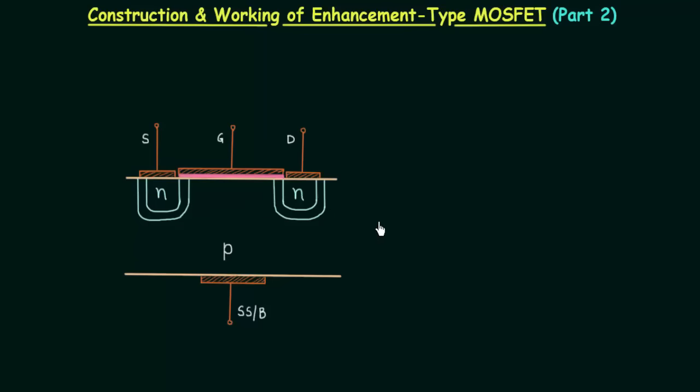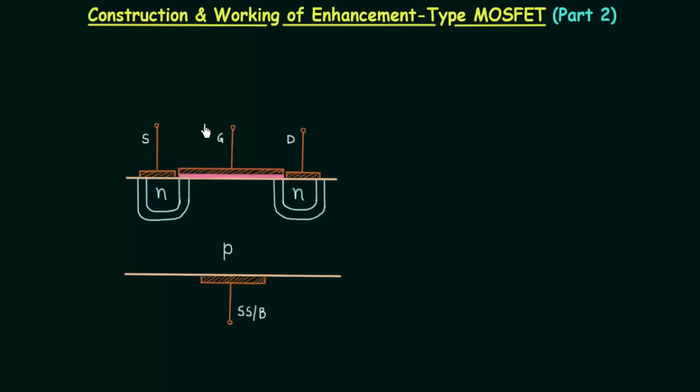Now we will try to form the channel between the source and the drain. For this purpose, we have to make the gate more positive as compared to the body terminal. When you make the gate more positive, the positive charges will accumulate at the gate terminal and they will attract the negative charges in the body. Body is of P-type, so minority charge carriers are electrons. So electrons will be drifted towards the surface. So the region near the surface will become less P-type.